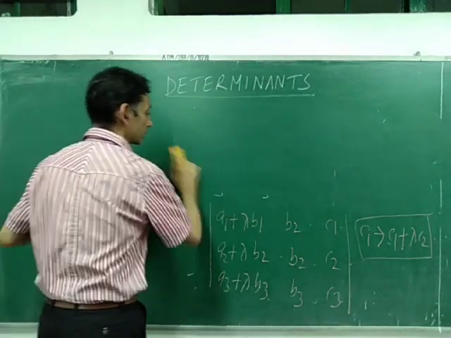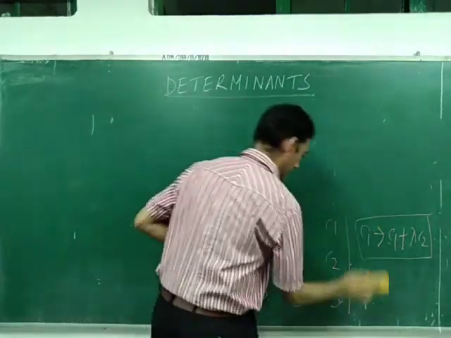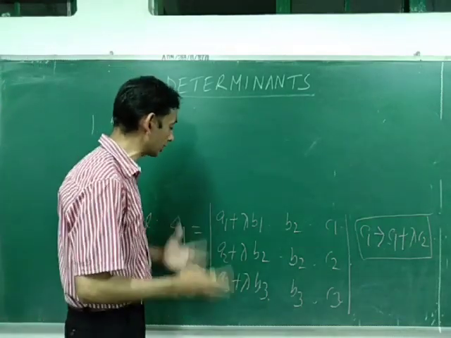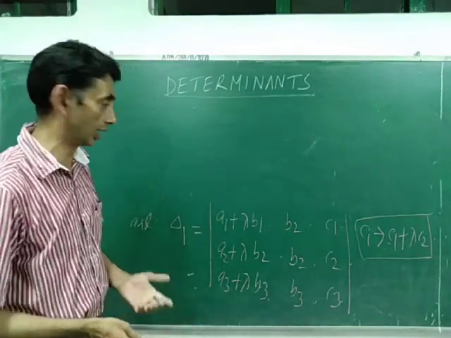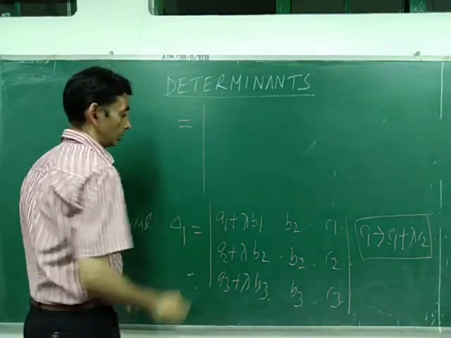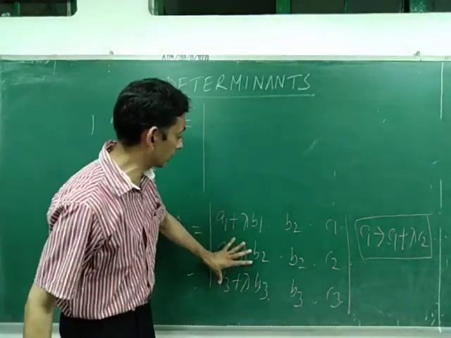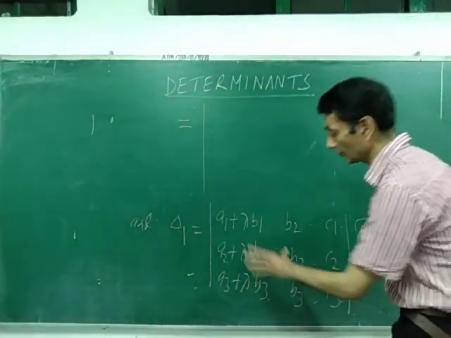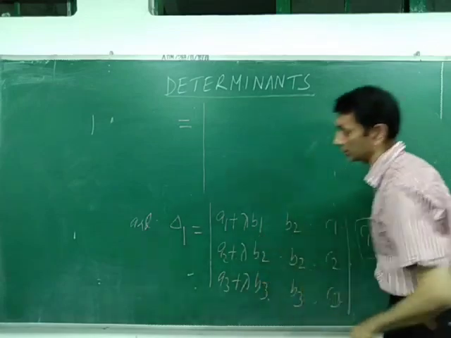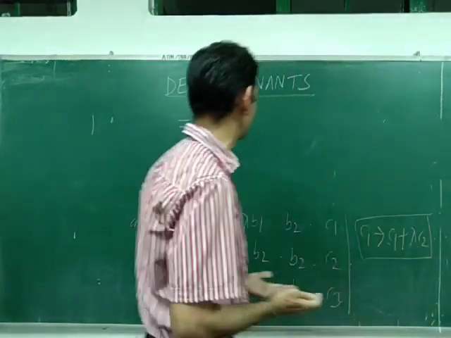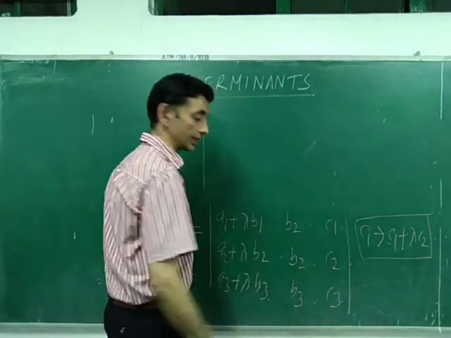To verify this, we'll start with delta 1. How can we prove that delta 1 is nothing but delta? To prove this, we can use the previous property. What was the previous property? If a column is expressed as a sum of two numbers, then the determinant is expressible as a sum of two determinants. So obviously this can be written as a sum of two determinants.